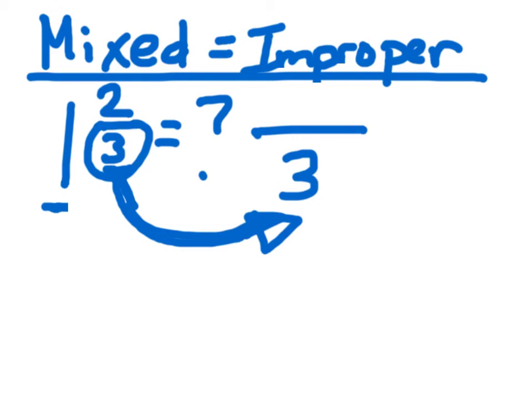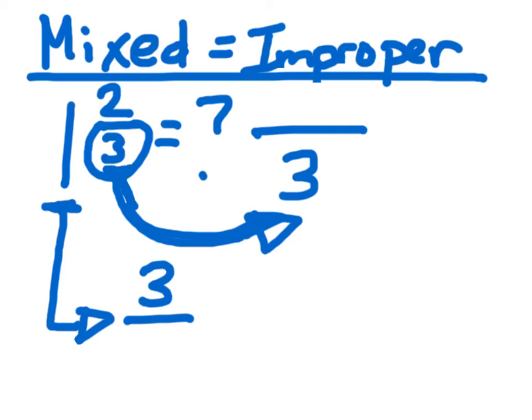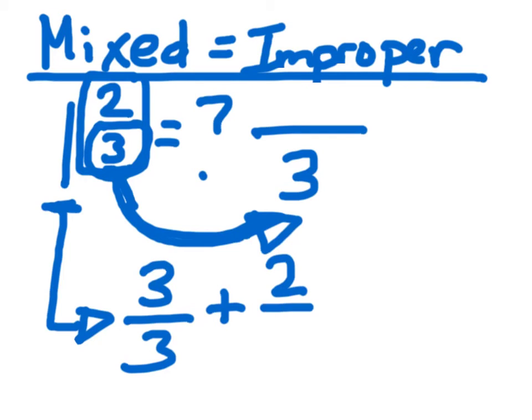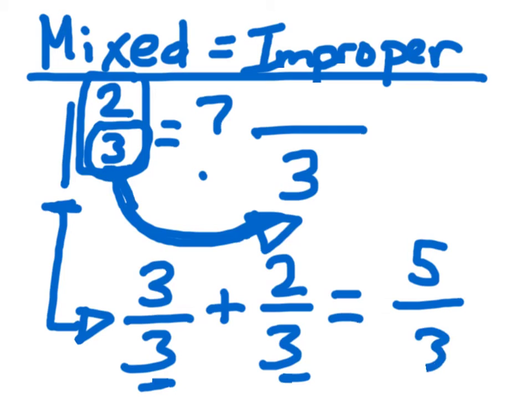So now we just need to figure out what the top number is. Well, we know that we have 1 whole here, and we know that 1 whole is equal to 3 out of 3. And we also have this fraction left over right here, which is 2 out of 3. And that equals, when you add it together, we have common denominators. When we add it together, we have 5 over 3. And that's our improper fraction right here.